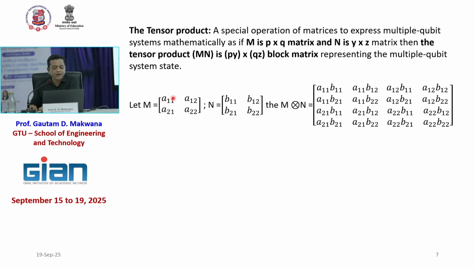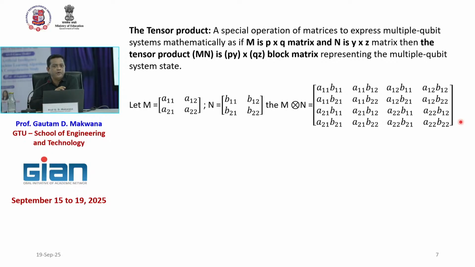So here what happened? This is your P into Y. So this is the A1 into the Y. That is your B1 and B2. So you can get A11 B11, then A11 B12, and then A21 B11, A12 B12. So this is the idea about the tensor product of the matrix.